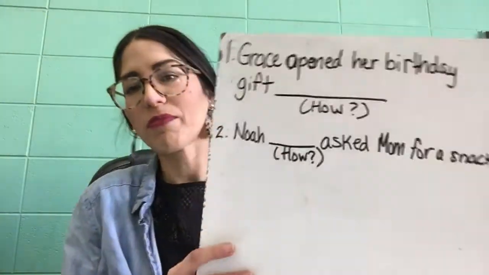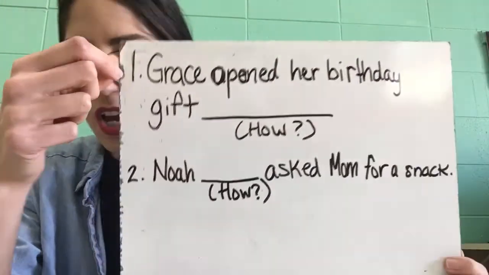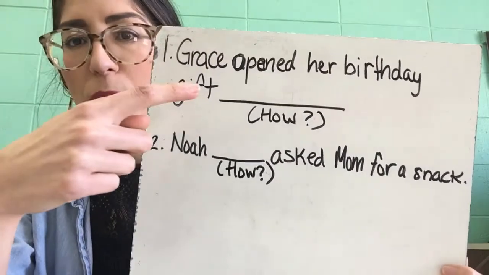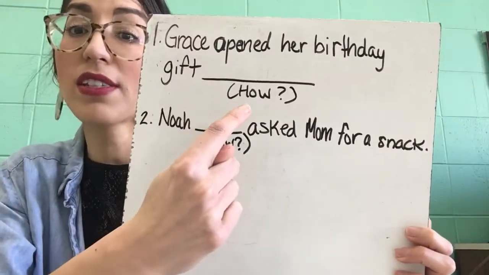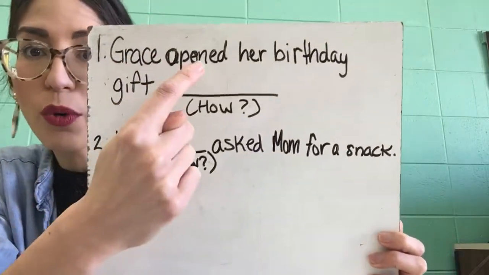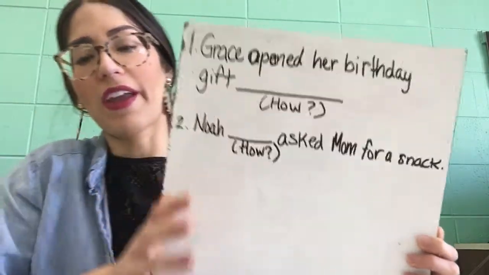Think A. So it says, complete each sentence by writing an adverb that answers the question in parentheses. Now, we're going to do the first two sentences together, and then 3, 4, and 5 you can do by yourself. But let's see here. I wrote it down. My first one. So, we have Grace opened her birthday gift blank. The question says how. So how did Grace open her birthday gift?